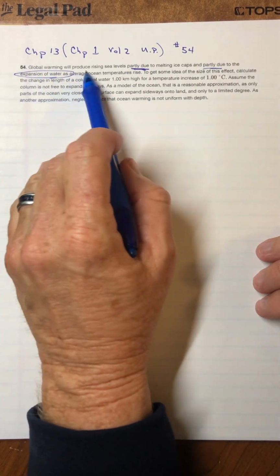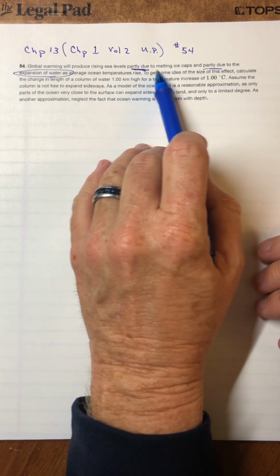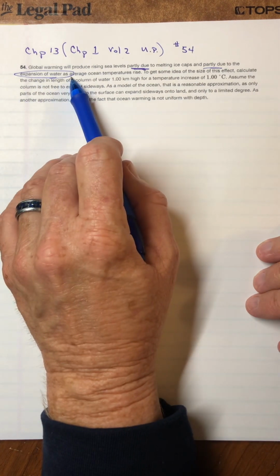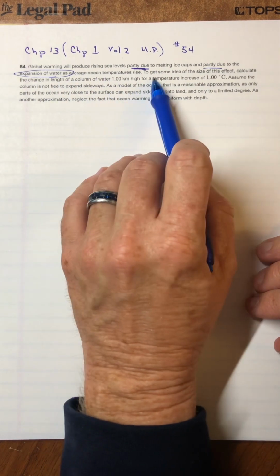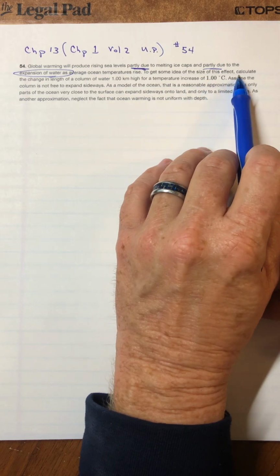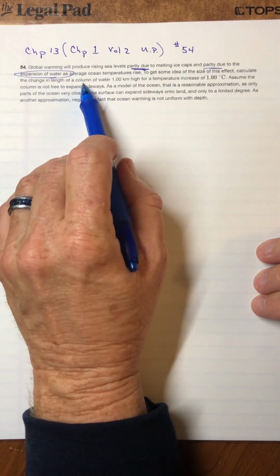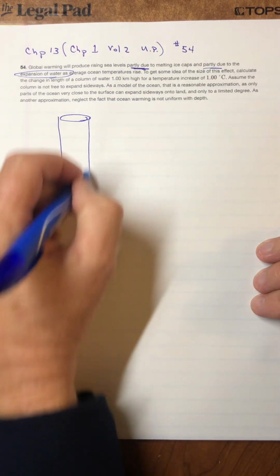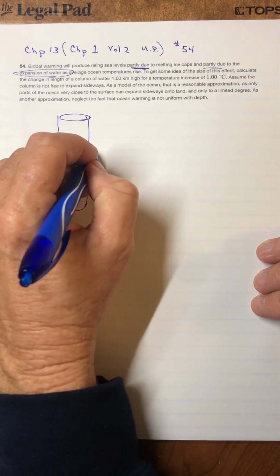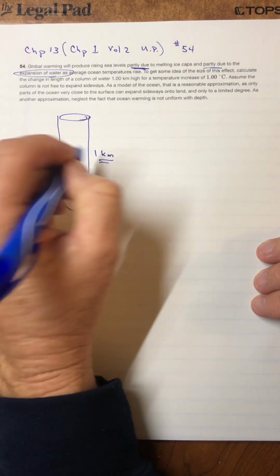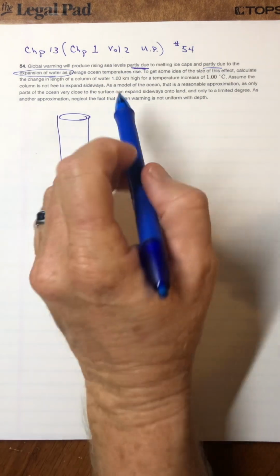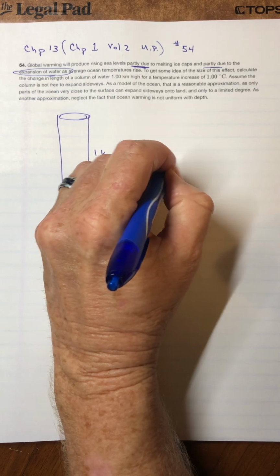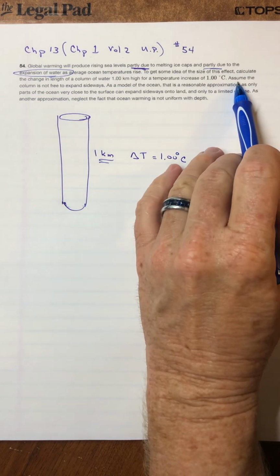It says global warming will produce rising sea levels partially due to the melting of the ice caps and partially due to the expansion of water. To get an idea of the size of this effect, calculate the change in length of a column of water. So I'm going to pretend that I have this long column of water that is 1 kilometer high, for a temperature increase of 1 degree Celsius.